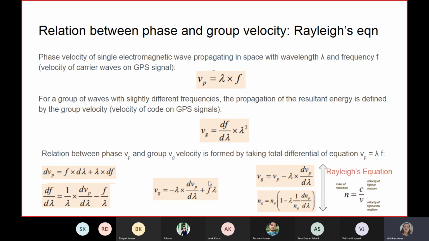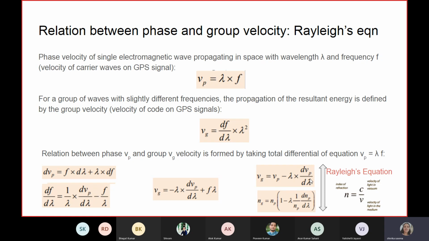Here f lambda represents the phase velocity. So this is how you obtain Rayleigh's equation: Vg equals Vp minus lambda times dVp by d lambda. Now there's a relationship between the index of refraction n, the velocity of light c, and the velocity of light in the medium. Using this relation, you can convert this equation into the refractive index form. So these two are the representations of Rayleigh's equation.